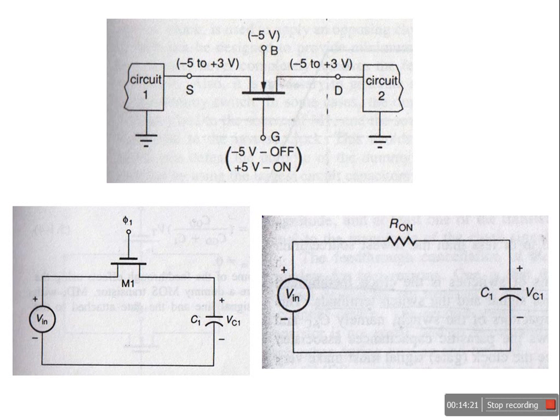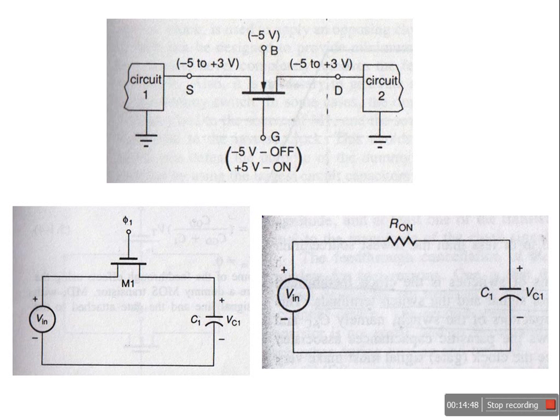Now Vt is 2 volt, and the voltage VDD at circuit 2 is 5 volt. When the switch is on, it will start increasing this value from -5 to +5. It will go from -5 to +5. When it reaches +3 volt, what will happen?